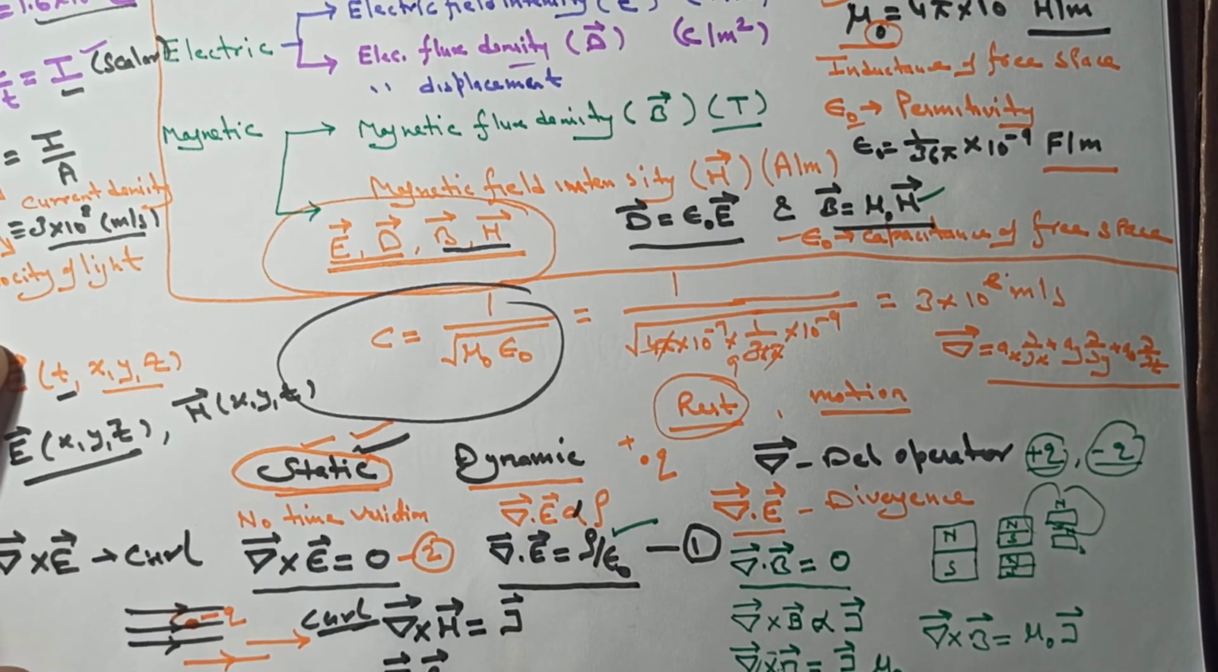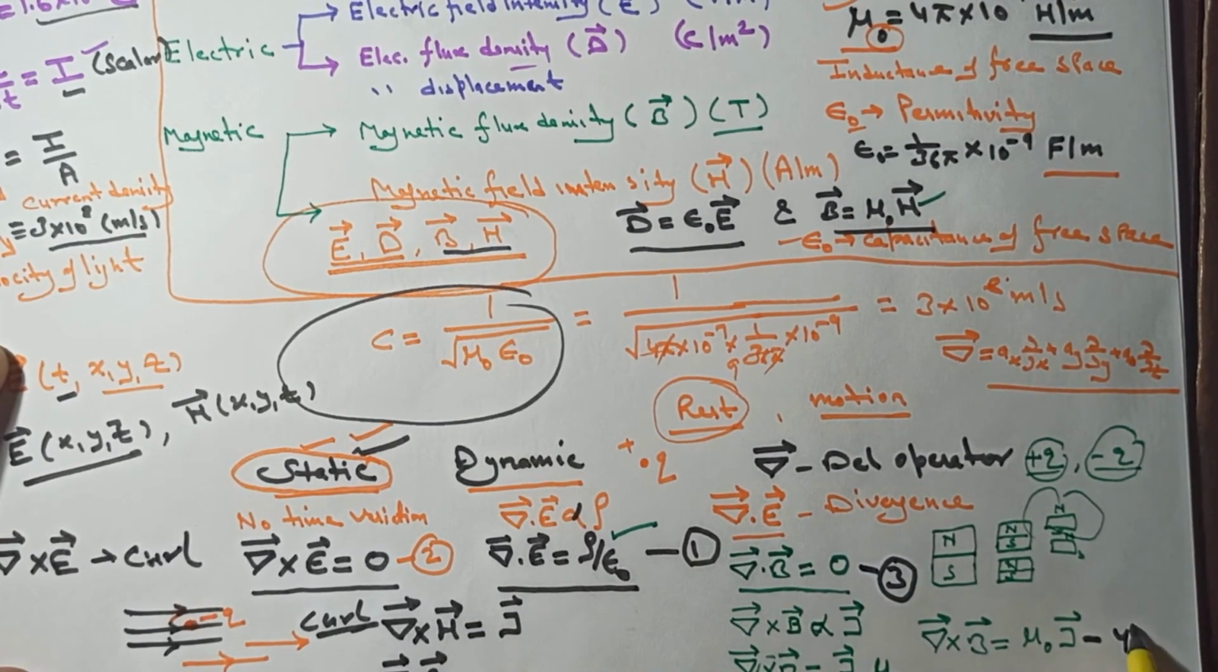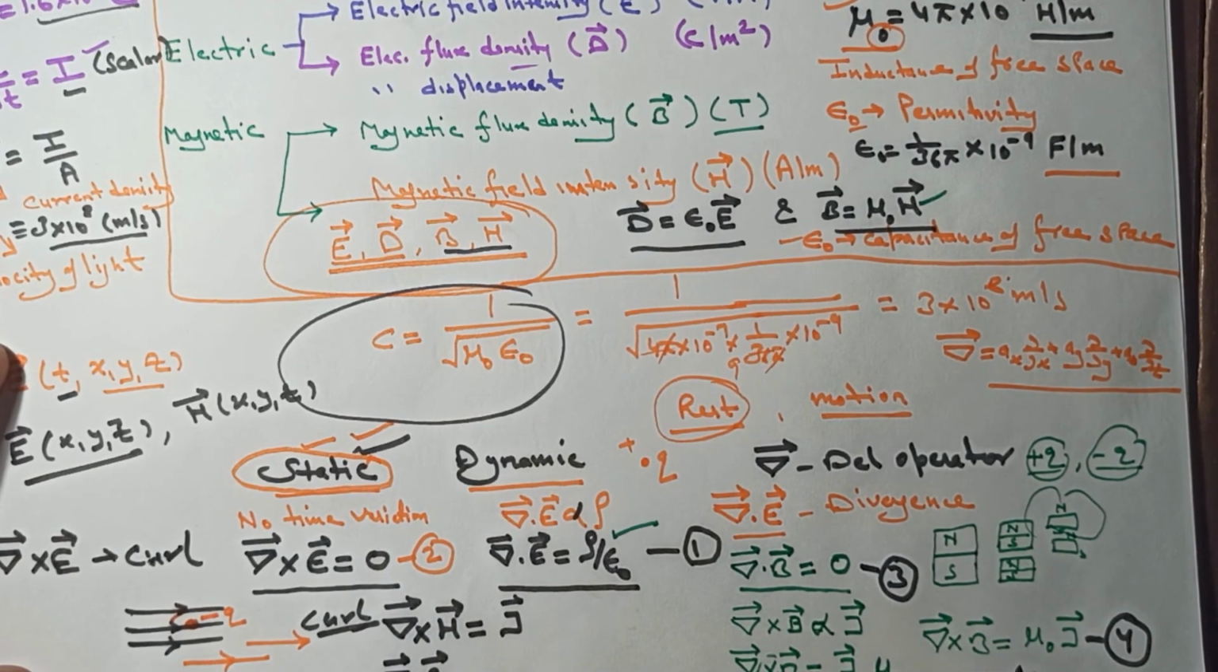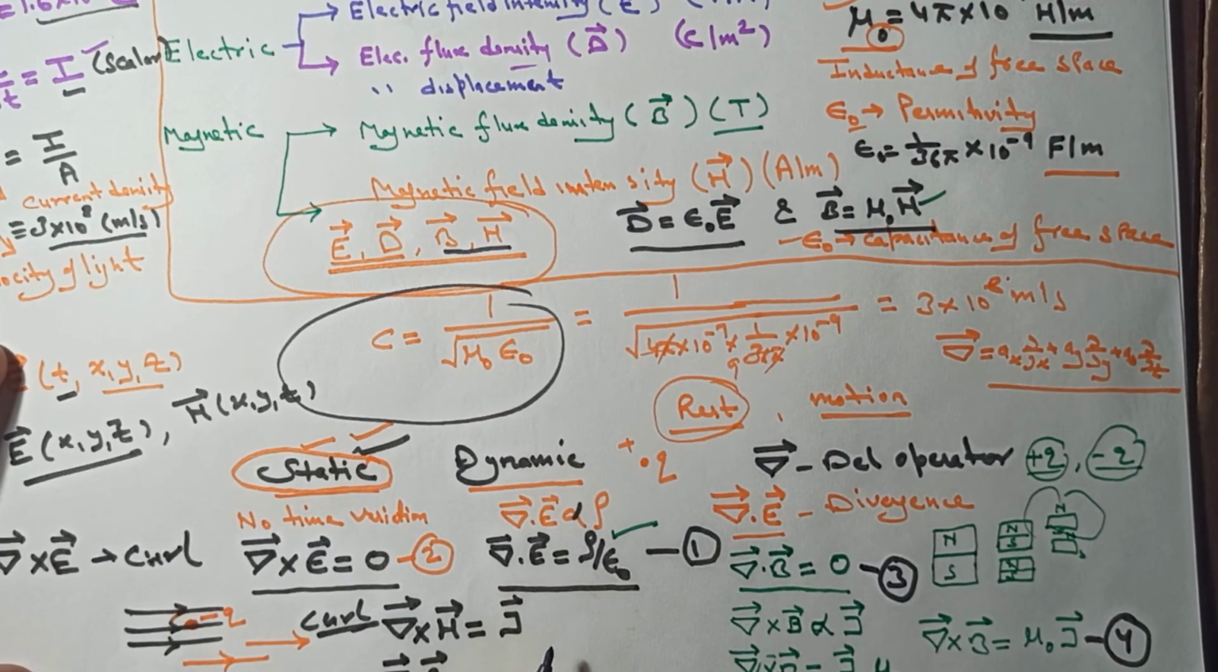So this is the third equation, and this is the fourth equation. We have these four equations. Del dot E is equal to rho by epsilon naught, the first equation. Del cross E is equal to 0, the second. Del dot B is equal to 0, the third, and del cross B is equal to mu naught J, the fourth equation. And remember, these equations are for static electric and magnetic fields.